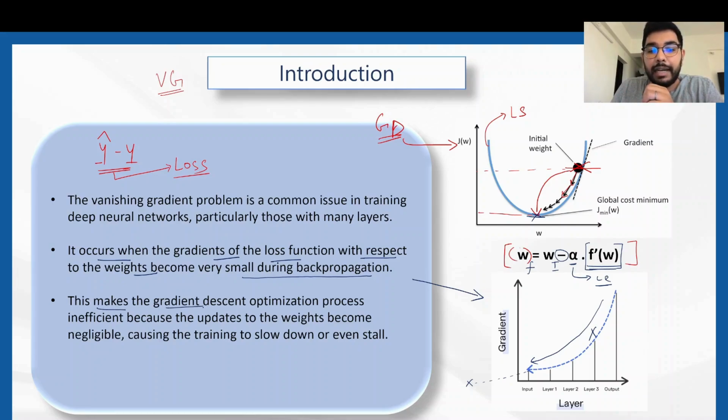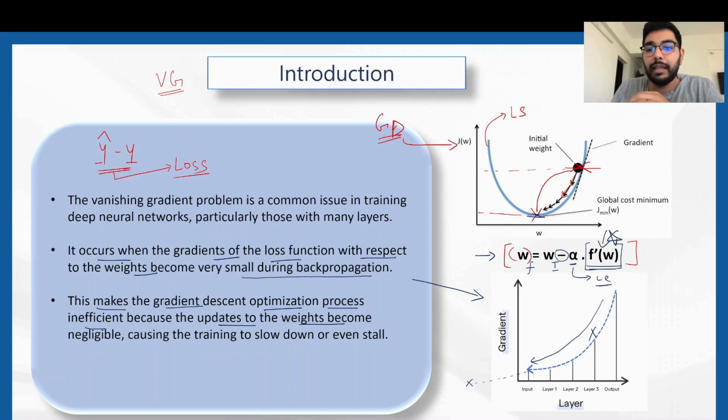This makes the gradient descent optimization process that we discussed, that is updating the parameters or the weights each time iteratively so as to reach the minimum loss, inefficient, because the updates to the weights are done using the gradient.